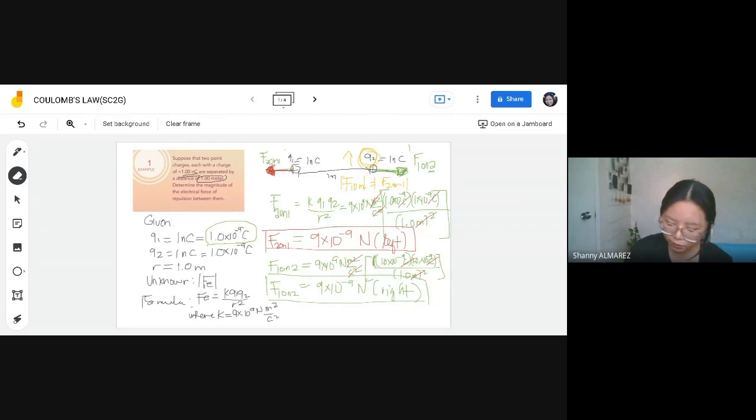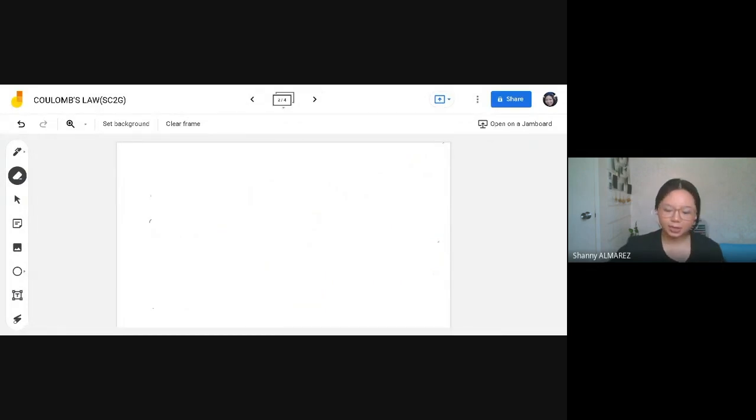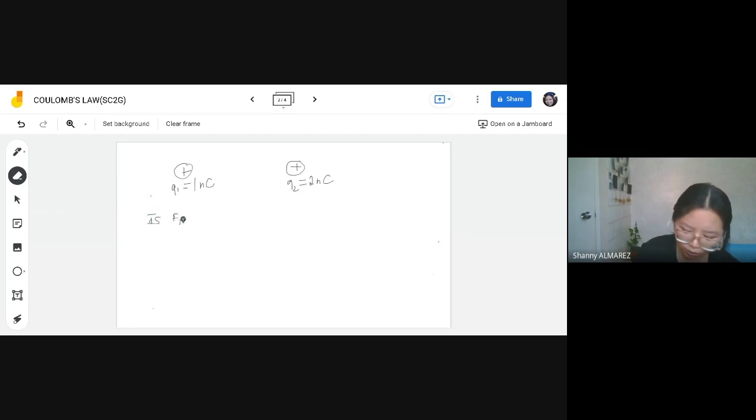Okay? So let's move to the next slide or to the next page of the Jamboard. So what would happen is, I will just try to increase the amount of the other one. And i-compare natin ngayon, ano na ba ang magiging values ng F1 on 2 at saka F2 on 1. So this becomes 1 nanocoulomb and this becomes 2 nanocoulomb. In-increase natin yung isa. Again, ang question natin dito is, is F1 on 2 equal to F2 on 1? Or meron bang isa na mas nag-e-exert ng force kasi dun sa isa? Right? So this is our question.